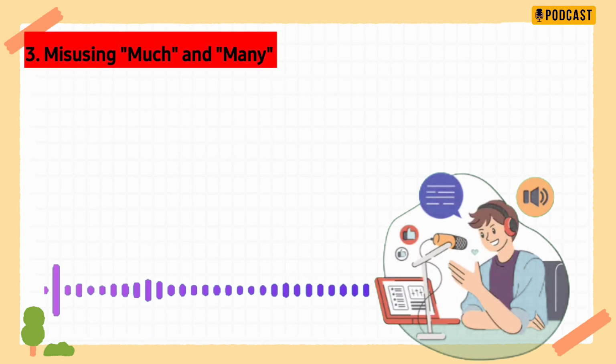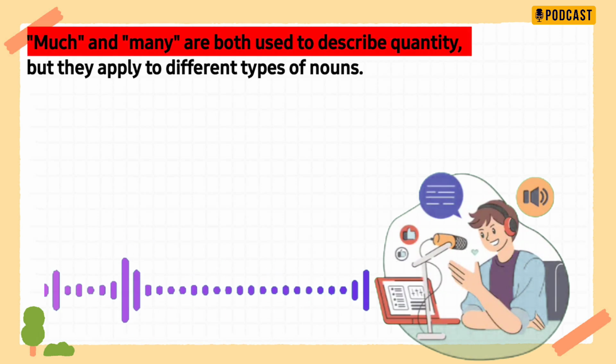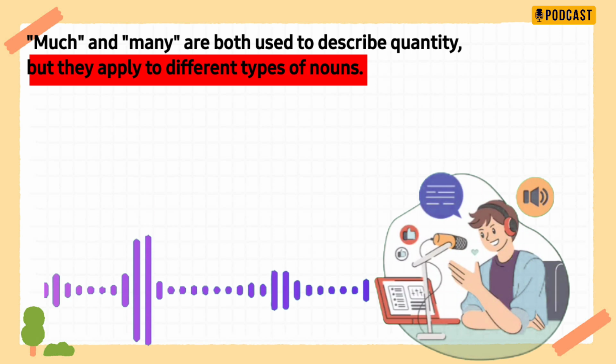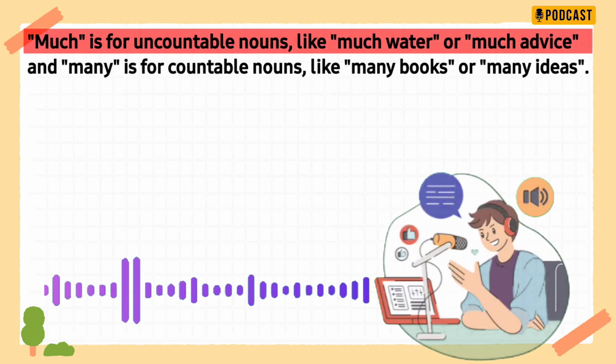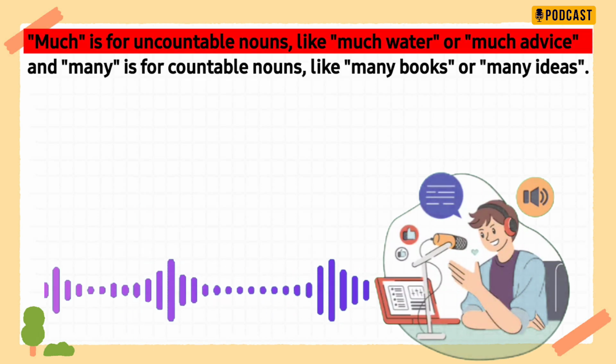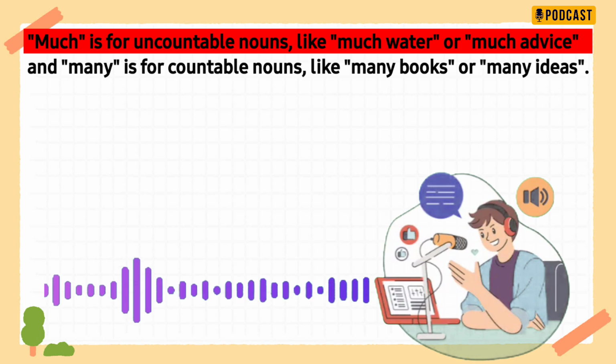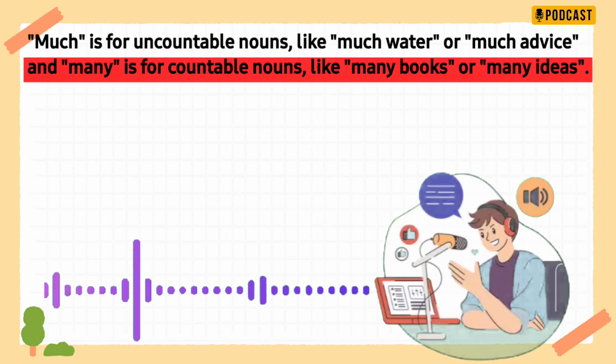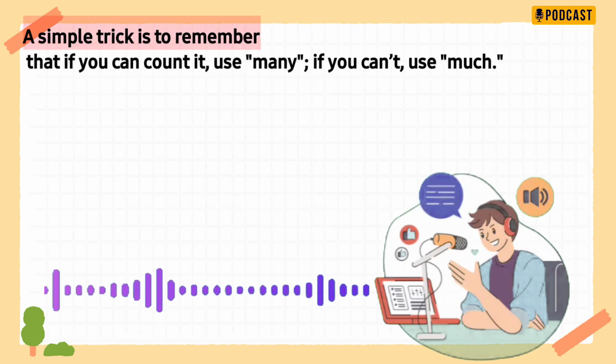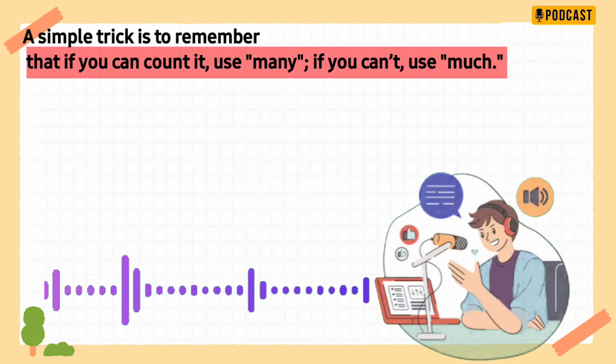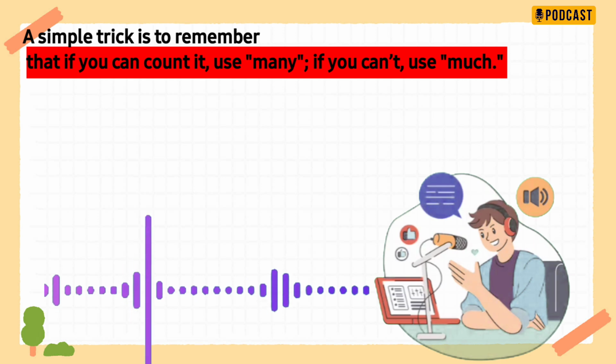3. Misusing much and many. Much and many are both used to describe quantity, but they apply to different types of nouns. Much is for uncountable nouns, like much water or much advice, and many is for countable nouns, like many books or many ideas. A simple trick is to remember that if you can count it, use many. If you can't, use much.